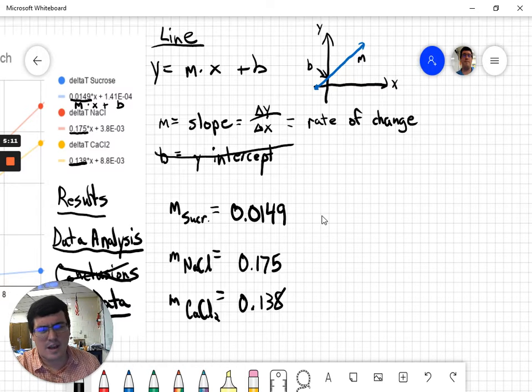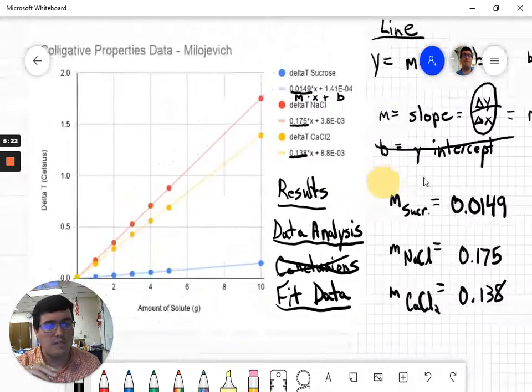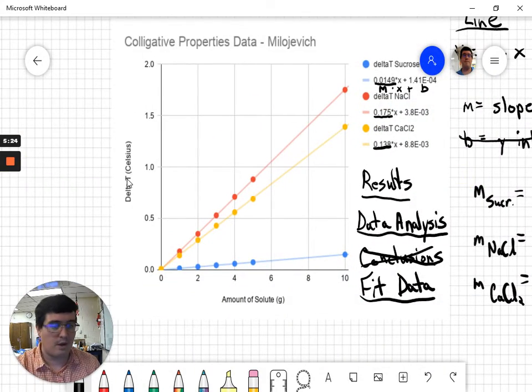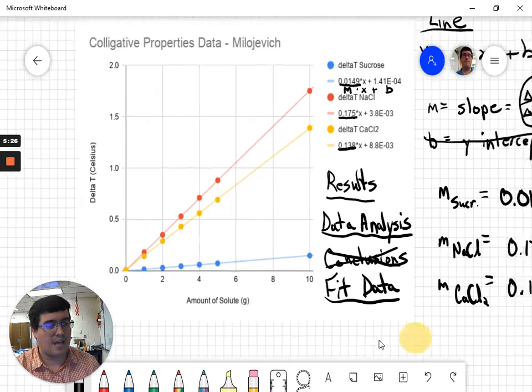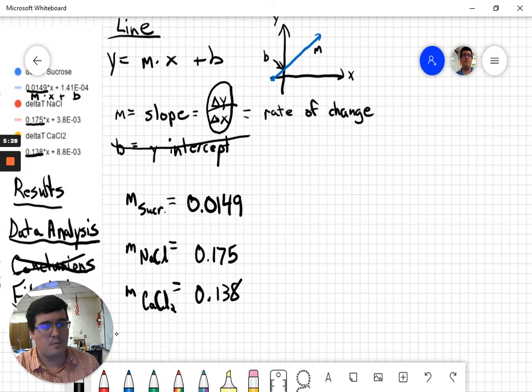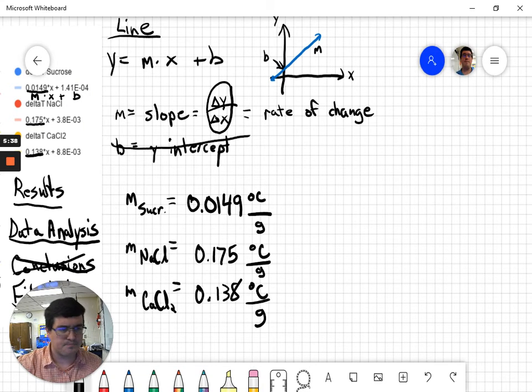Anyways, we can't just write down a number. We need to have units on there. So the key to units is back up here in this equation that we wrote for slope, to remember it's y over x. So all we need to know is what were our units of y. Well, that was Celsius. And our units of x were grams. So I'm going to put this is degrees Celsius per grams.